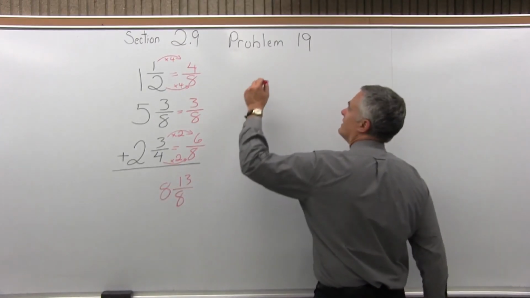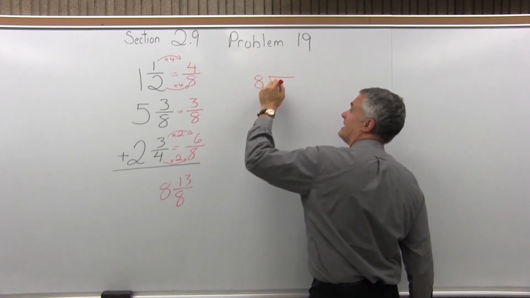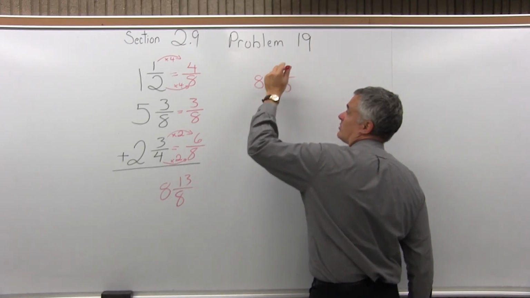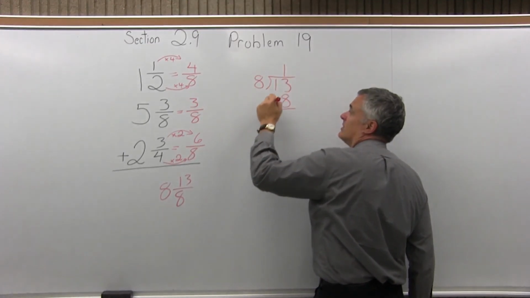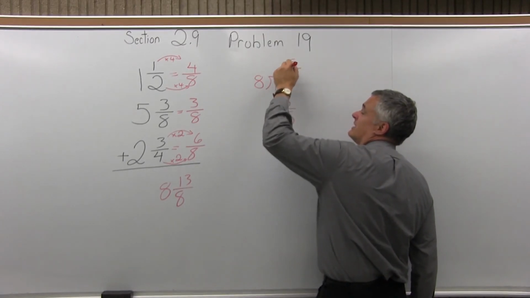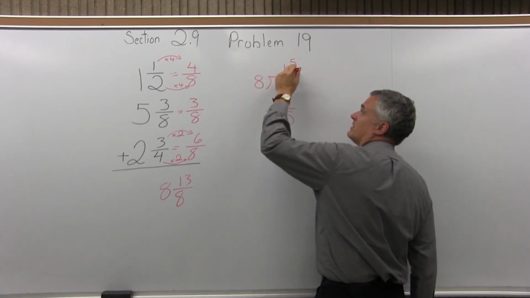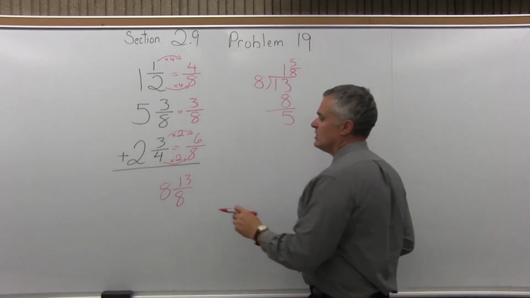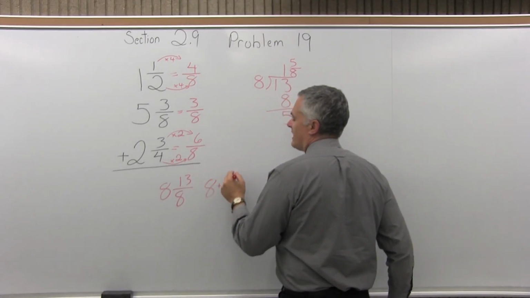So off to the side, let me divide the denominator of 8 into the numerator of 13. How many times? Well, 8 won't go into 1, 1's too small, so 8 will go into 13 only once. 1 times 8 is 8. 13 minus 8 is 5. So the numerator is the remainder, and the denominator stays the same. It was 8, it stays 8. So I have 1 and 5/8. So 8 and 13/8 is the same as 8 and 1 and 5/8.